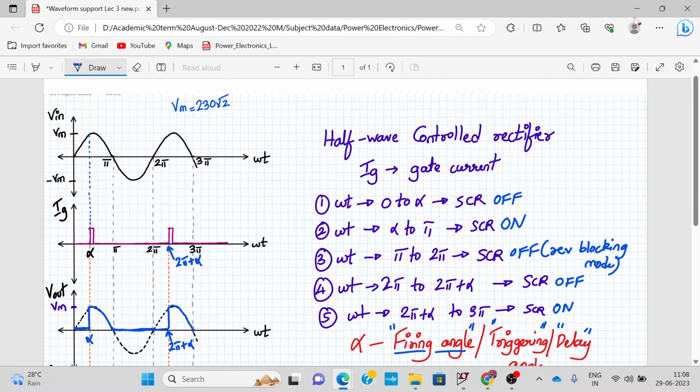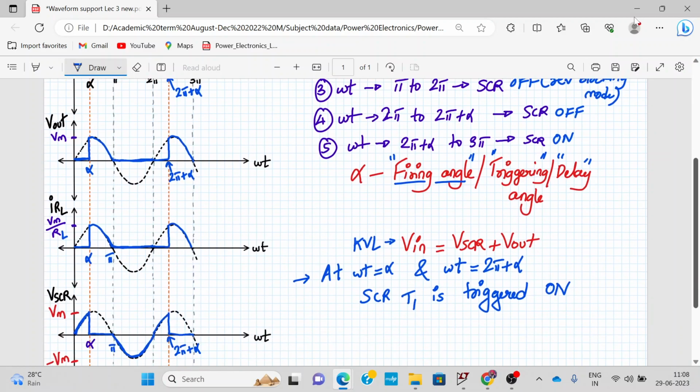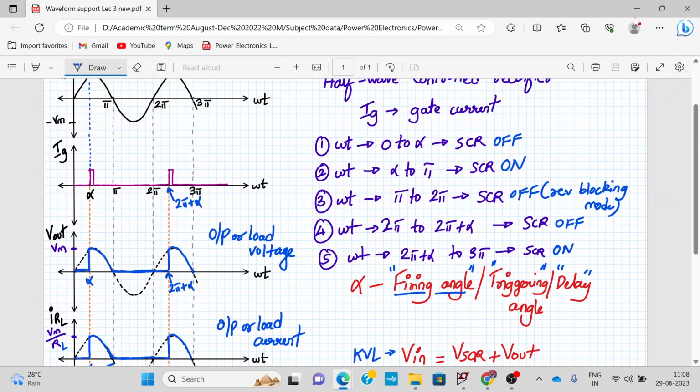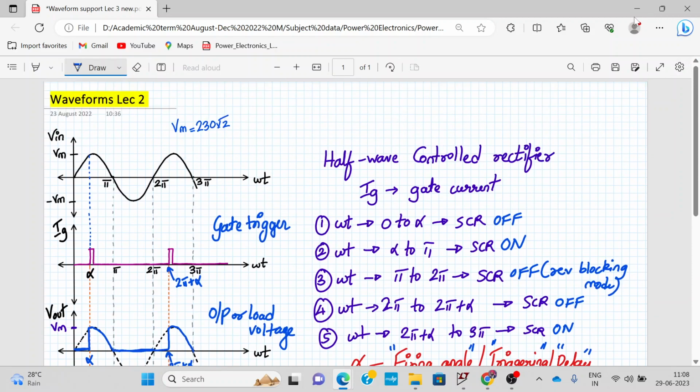All right. So these are the nature of waveforms. This is my output or load voltage. IRL is my output current, or we can call it the load current. And this VSCR is the voltage across the SCR. And IG is my gate current or gate trigger. And this is my input voltage Vin.